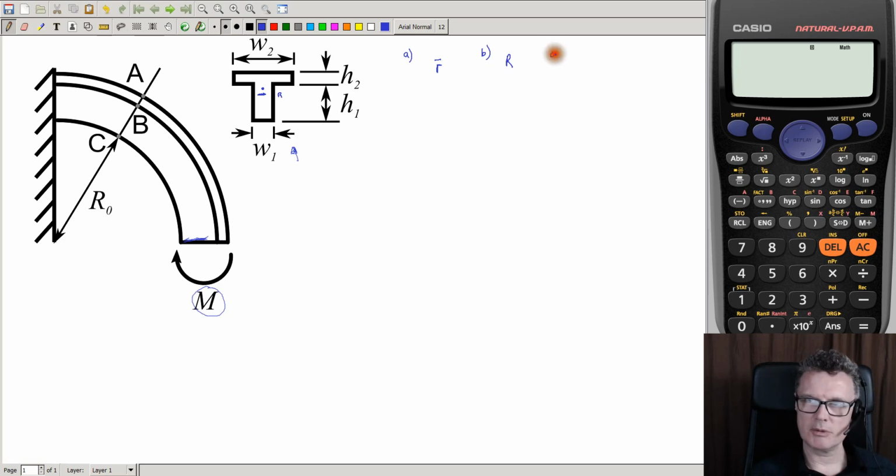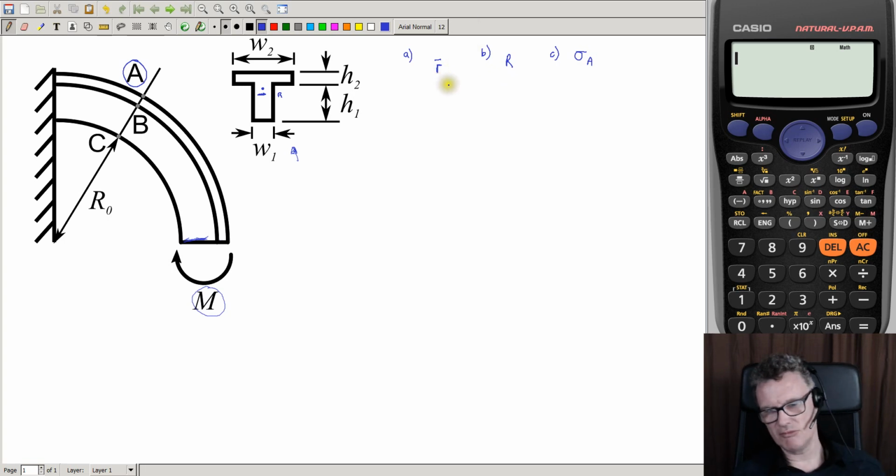And the last bit of my question will be to find the stress somewhere. So I'm going to choose the stress at location A. Okay, so what's the stress at location A? That'll be the last thing I'm going to look for. My centroid, I don't need to look that up anywhere. I can memorize how to do that.